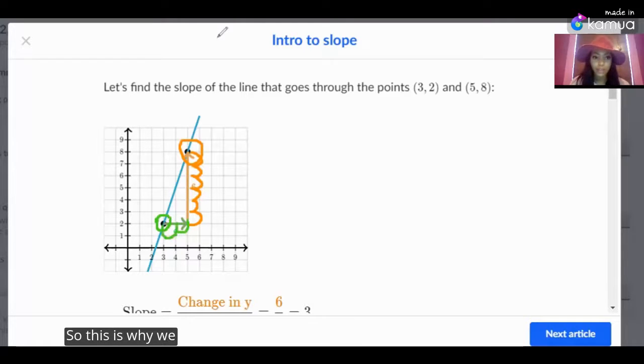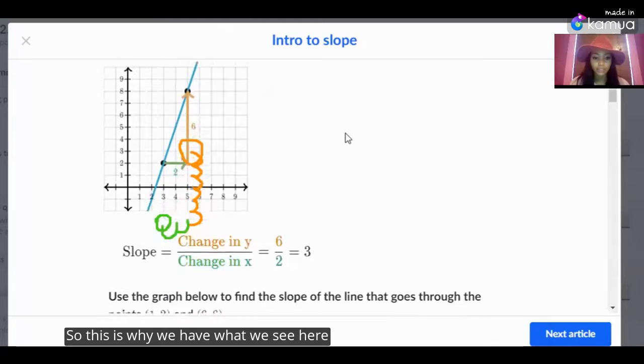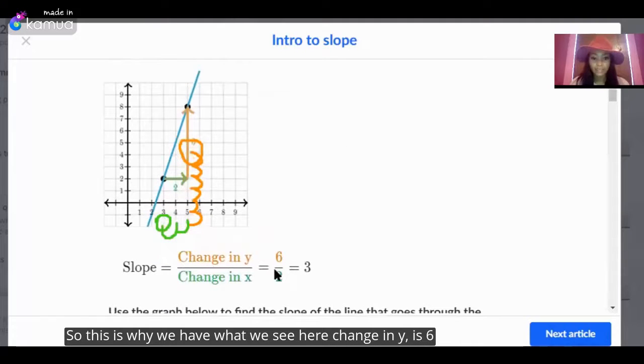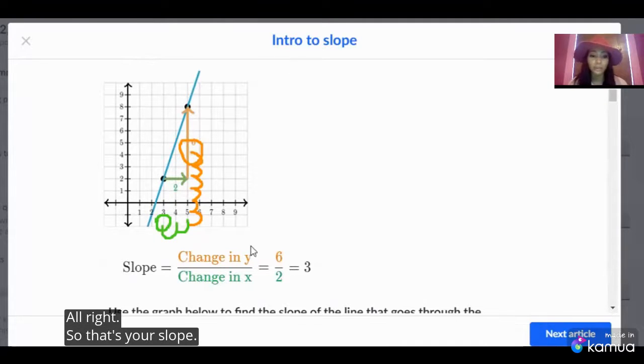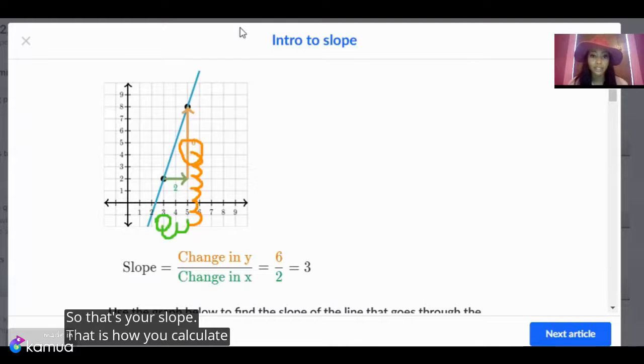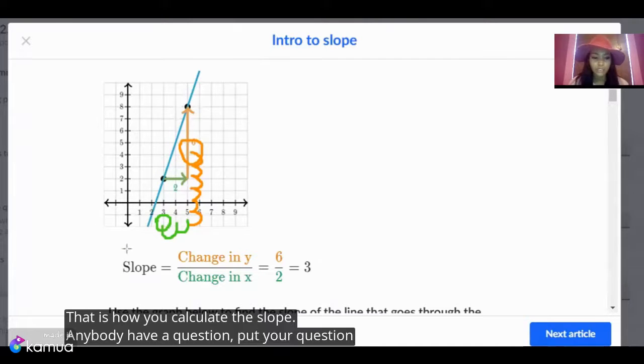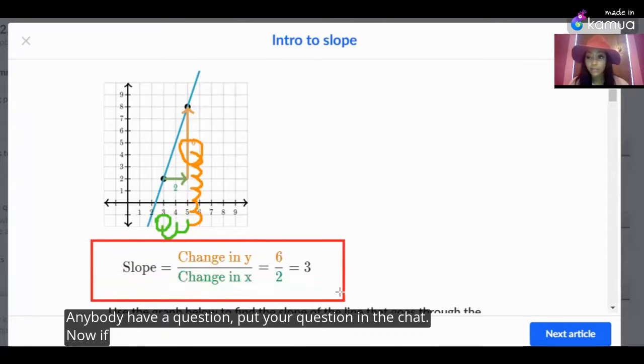So this is why we have what we see here. Change in y is 6, change in x is 2. You divide those two numbers, 6 over 2, to get 3, all right? So that's your slope. That is how you calculate the slope. Anybody have a question? Put your question in the chat now. If you have a question on that, let me know in the chat now.